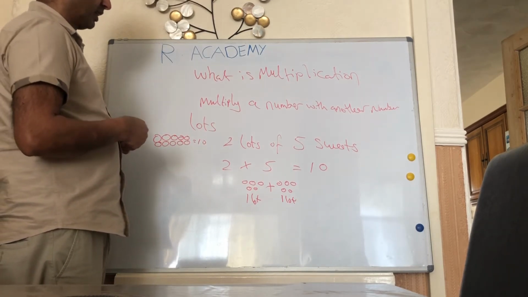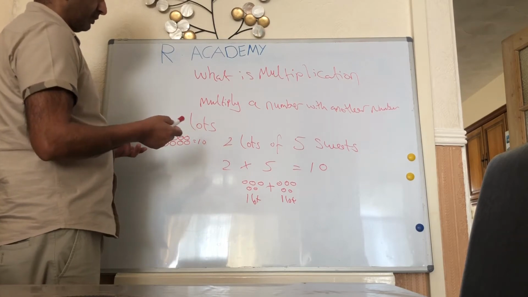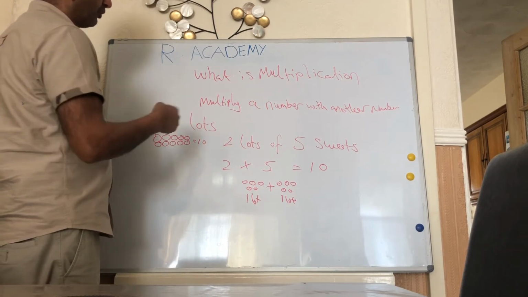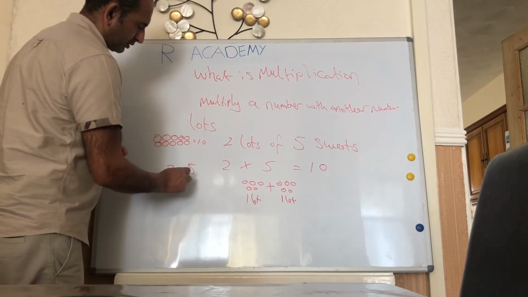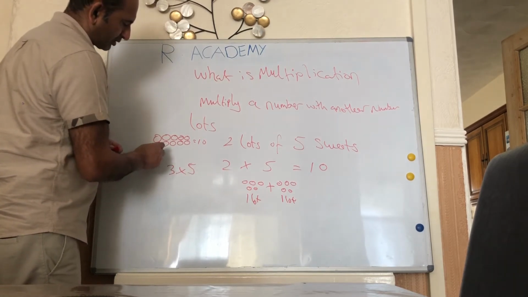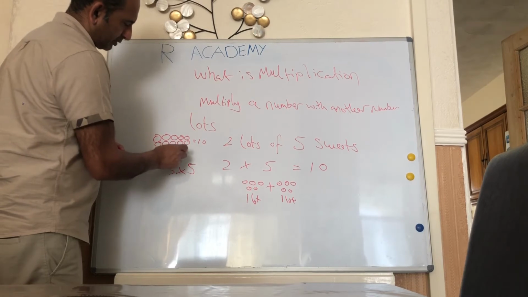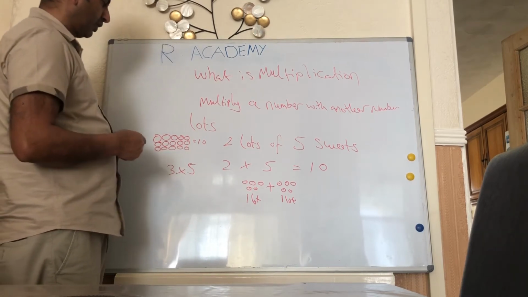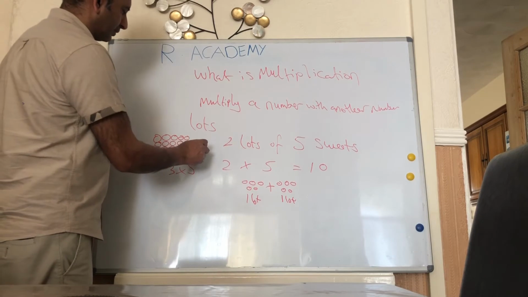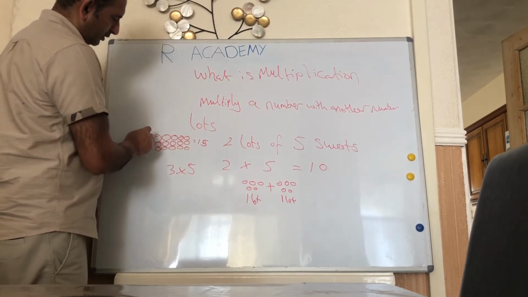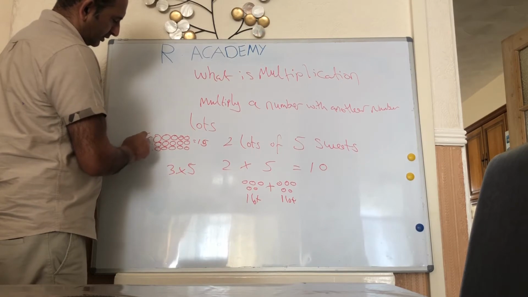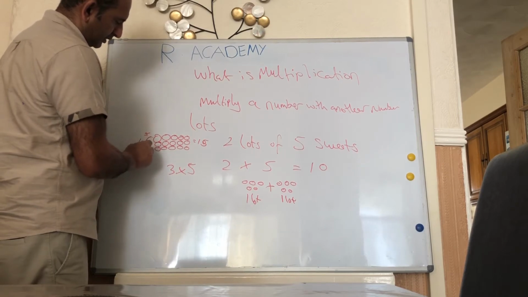So if we was to say 3 times 5, then it would be 3 lots of 5, and so on. So then that would be 15. 5 plus 5 plus 5. So 5 plus 5 is 10. 10 plus 5 is 15.